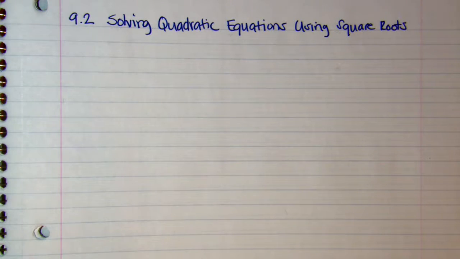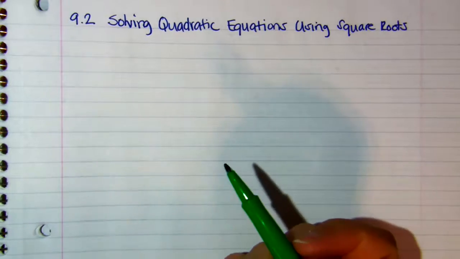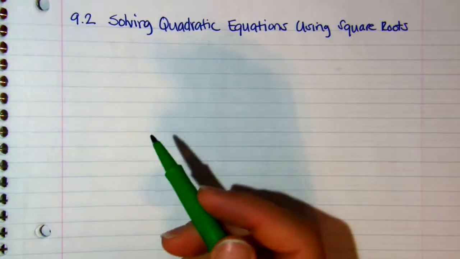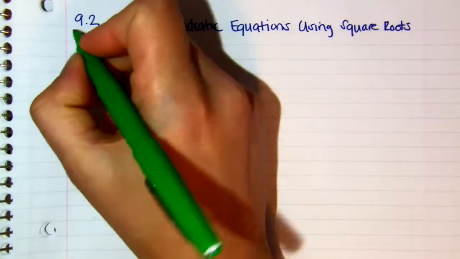Today we are going to be doing 9.2, which is solving quadratic equations using square roots. And it turns out you guys really already know how to do this. There's just one trick that I want to make sure that you're doing, so it should be pretty quick.